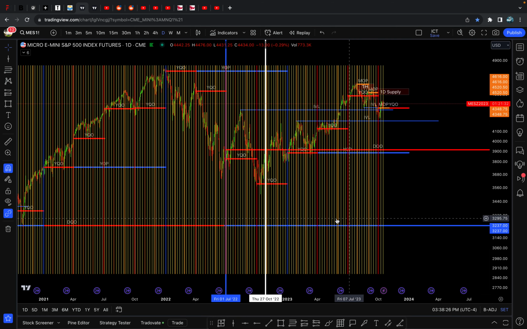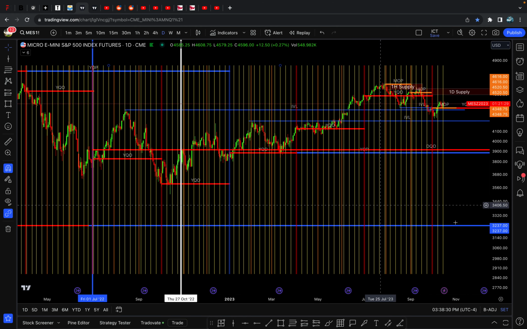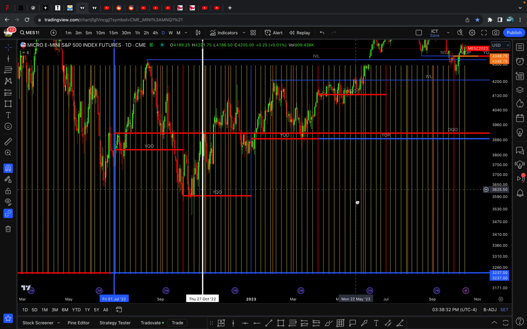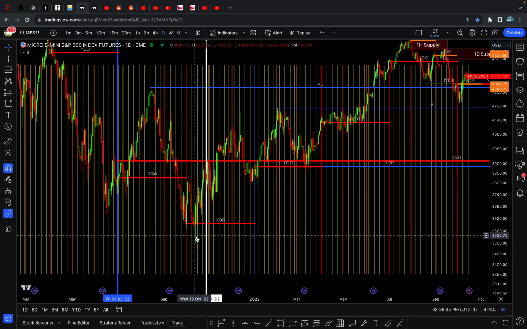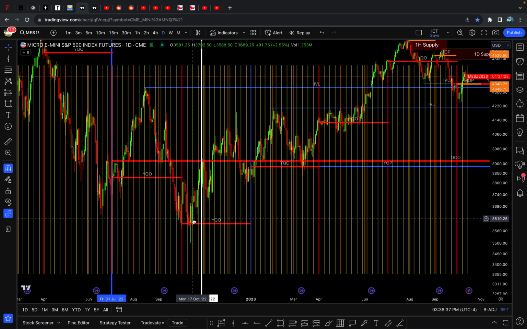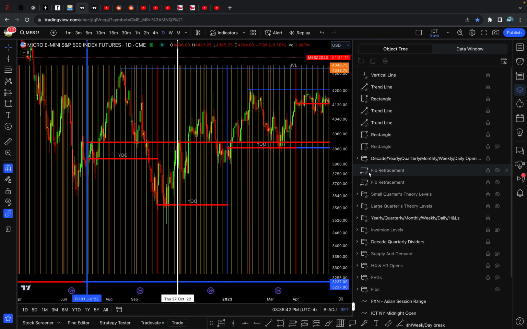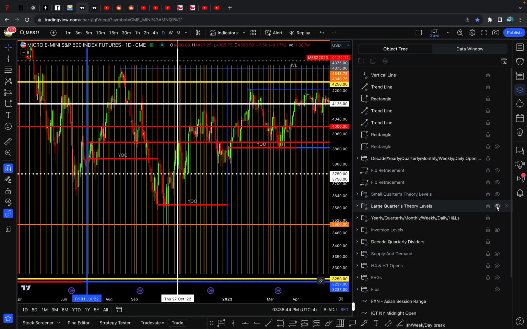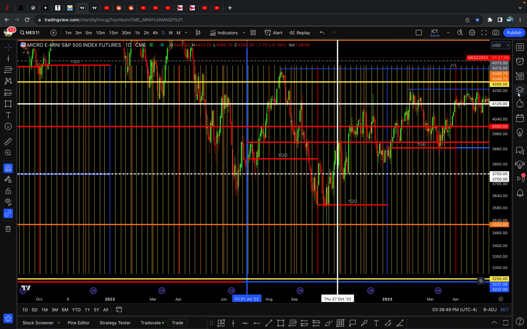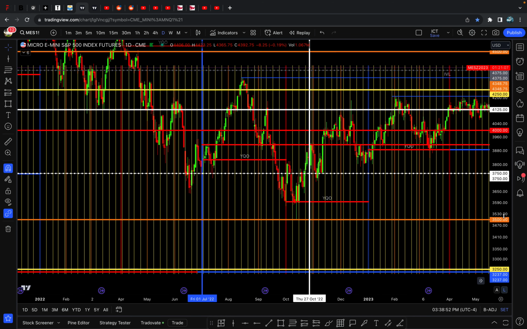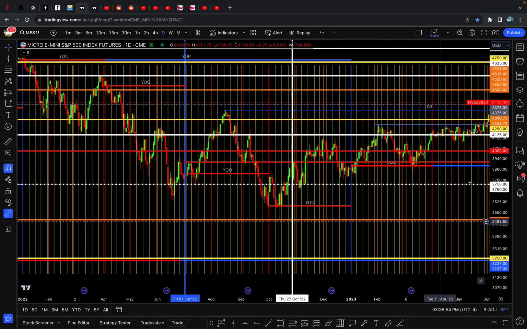Now, zooming in further on the daily, we made a new low here, yeah, but of course we have to look at what our quarters levels are doing. Let's just leave those on there for now. Boy, that's a lot, isn't it? It's too much. But that's what I'm trying to explain, is why it came down here.